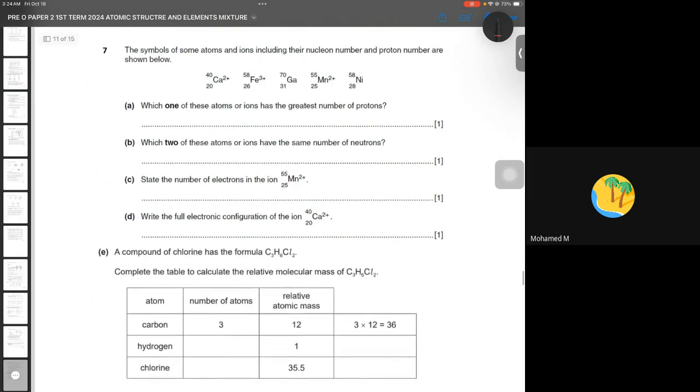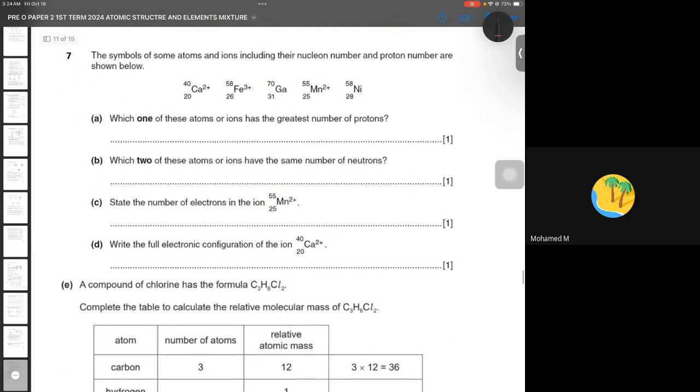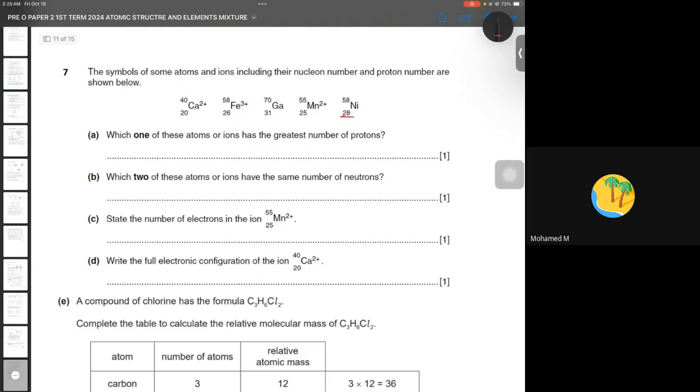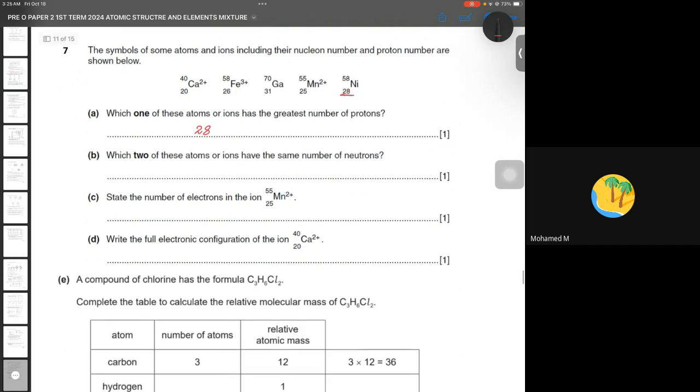Now see this. Which one of these atoms or ions has the greatest number of protons? They are saying greatest proton number. Ultimately, that would be 28. Am I right? Yes. Which of these atoms or ions have the same number of neutrons? Which two of these?